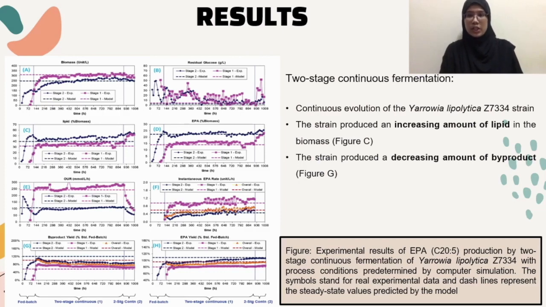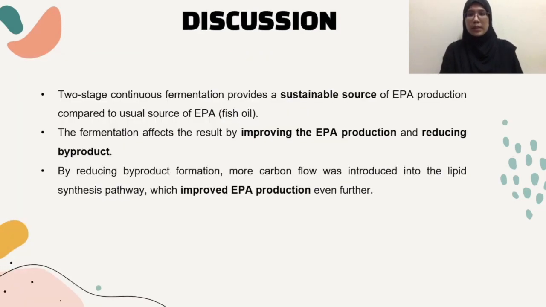Next, the discussion. The two-stage continuous fermentation provides a sustainable source of EPA production compared to the usual source of EPA, which comes from fish oil. The fermentation affects the result by improving the EPA production and reducing byproduct. By reducing byproduct formation, more carbon flow was directed into the lipid synthesis pathway, which improved EPA production even further.